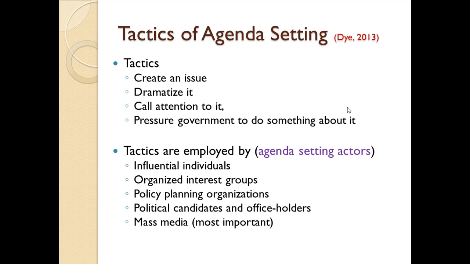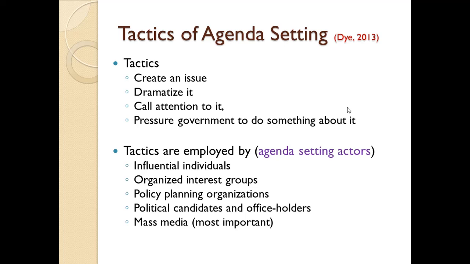And of course, the tactics of agenda setting involve creating an issue, dramatizing it, calling attention to it, and then pressuring the government to do something about it. And that's how policy making is. So when a particular issue makes it to the agenda, interest groups must create it and define it in a way that attracts attention, and therefore put pressure on government institutions or politicians to do something about it, formulating it into a public policy.